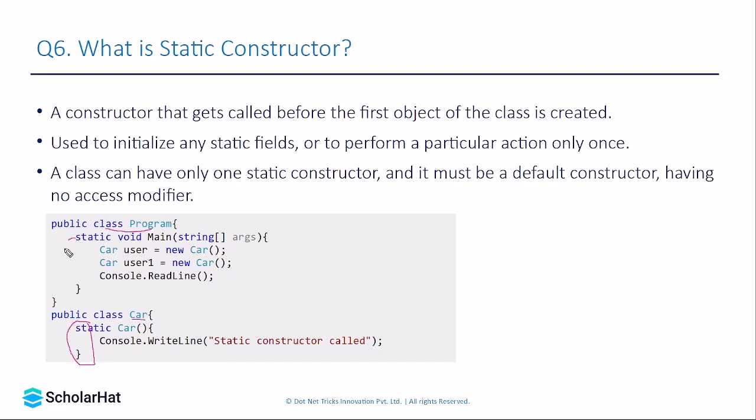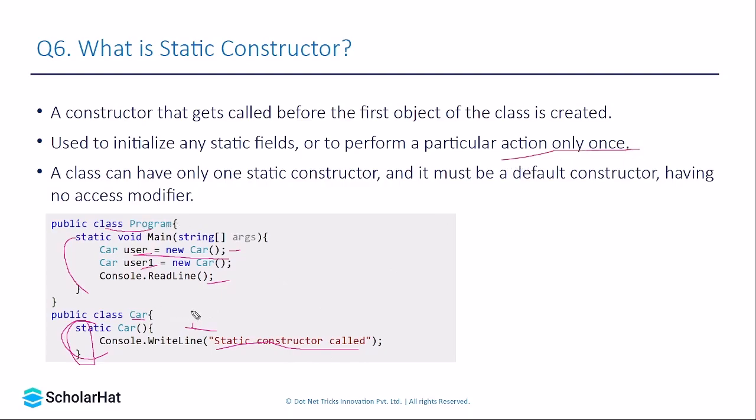In the driver class or the caller class, we are creating two objects of the class, that is user and user1. And then in the end, we are printing the statement on the console. So whenever this line of code is invoked, it will internally invoke the static constructor, and on the console it displays a message: static constructor called. But in the next line, whenever you use the user1 object, there would be no execution of the static constructor because a static constructor performs its action only once.